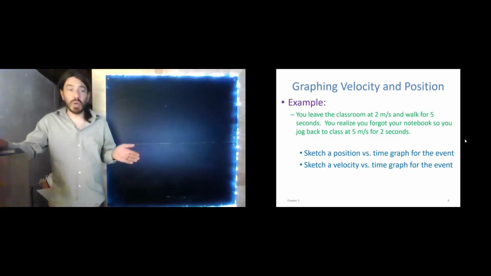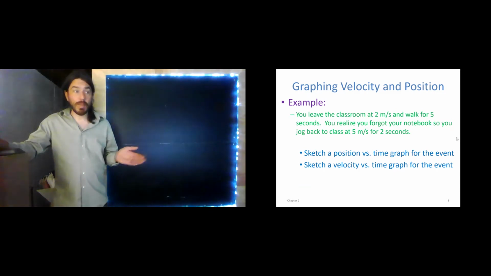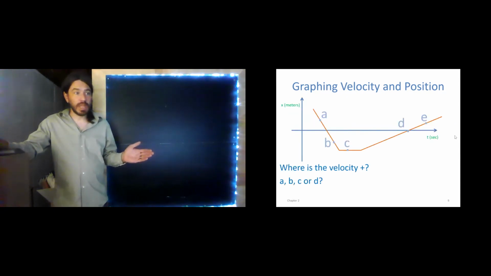All right, let me ask you a few questions about this idea. Here we see a graph. Notice this is position versus time. Which of these points, A, B, C, or D, has a positive velocity? Pause the video and see what you think.